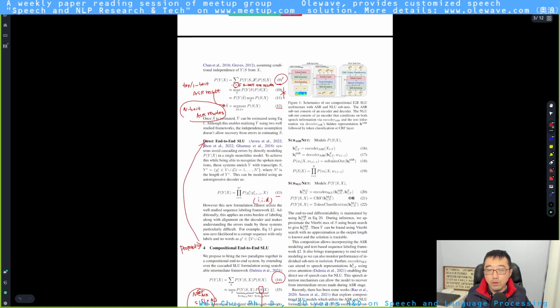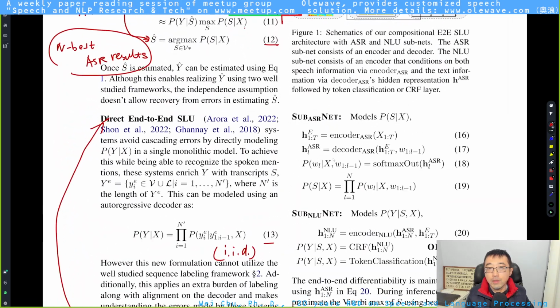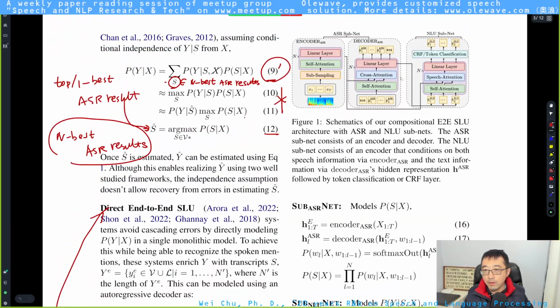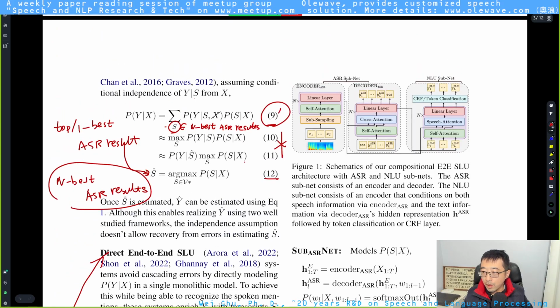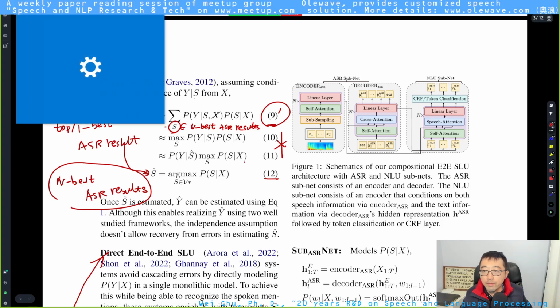So let's take a look at their network flow. I think this is my favorite. I think they draw a very, very clear network flow chart.